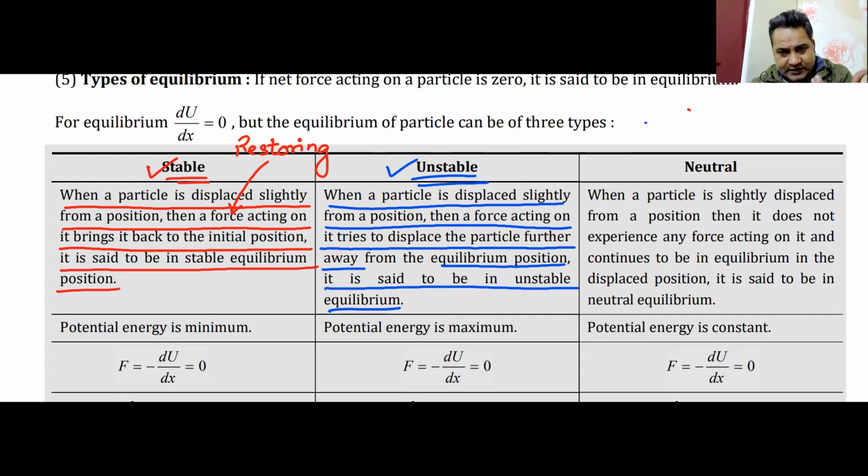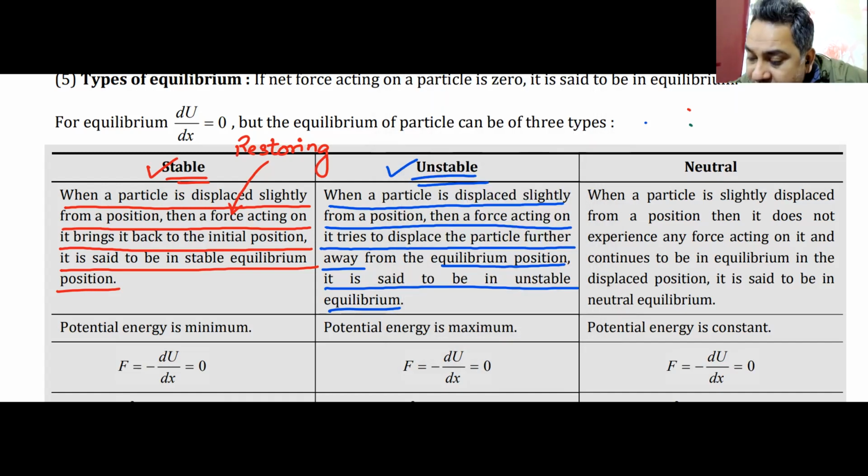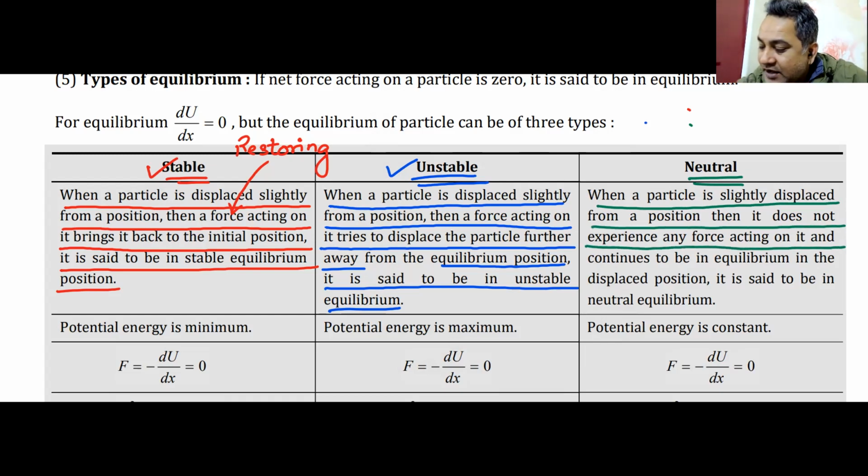Stable equilibrium, bottom of the hill. Unstable equilibrium, top of the hill. What about the third one? The third one would be marked in green, definitely. The neutral equilibrium. In stable, there is a force which is trying to pull it back. In unstable, there is a force which is trying to push it away. In neutral, there is no force. When a particle is slightly displaced from a position, it does not experience any force acting on it, and it continues to remain in equilibrium in the displaced position. This is said to be neutral equilibrium.